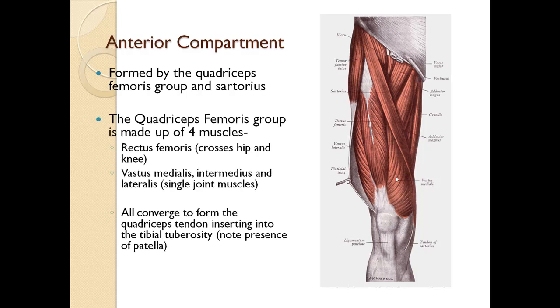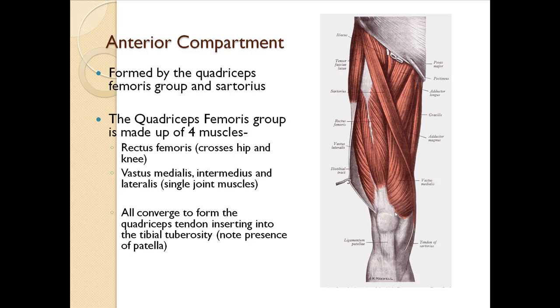The quadriceps femoris group is actually made up of four muscles. It's not a single muscle, although it's often described as a single muscle. We've got rectus femoris here, the most superficial and most anterior of the quadriceps. It's the only muscle that crosses both hip and knee. The other three muscles include the vastus lateralis there, vastus medialis, and then deep to rectus femoris we have vastus intermedius. These are all single joint muscles, and all four muscles are often considered together because they converge and attach onto the tibial tuberosity via this structure here, the patellar tendon.